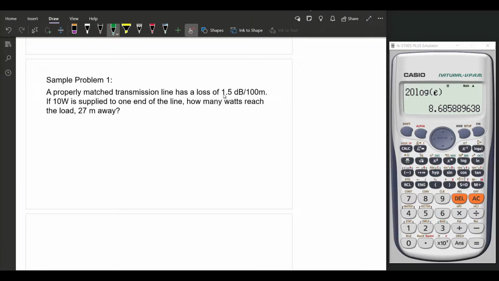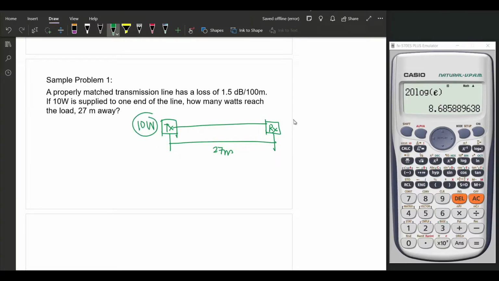Okay, so if we have this cable with a loss of 1.5 dB per 100 meters of cable, 10 watts is supplied to one end of the line. So how many watts reach the load 27 meters away? If you're going to visualize yung system, for example, transmitter and receiver, this is 27 meters apart. Okay, based sa problem, if 10 watts is supplied dito sa point na to, so ilan kaya ang ma-receive ng kabilang end, if yung cable mo may loss siya ng 1.5 dB per 100 meters.